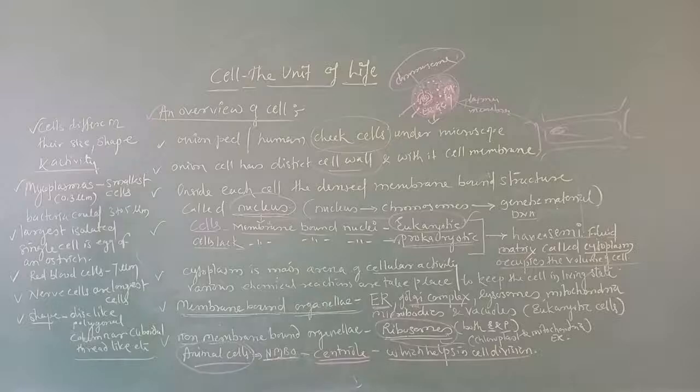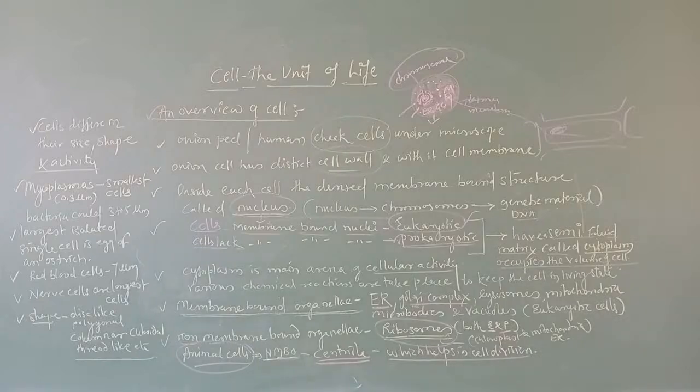After that, the cells vary in size, shape and activity. Here I told you mycoplasma is the smallest cell. It measures 0.3 micrometer, whereas bacteria could measure 3 to 5 micrometers. The largest isolated single cell is the egg of an ostrich. Among multicellular organisms, the red blood cells of a human are small, about 7 micrometers. Nerve cells are the longest cells.